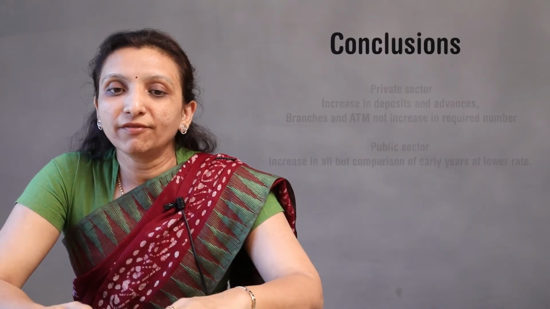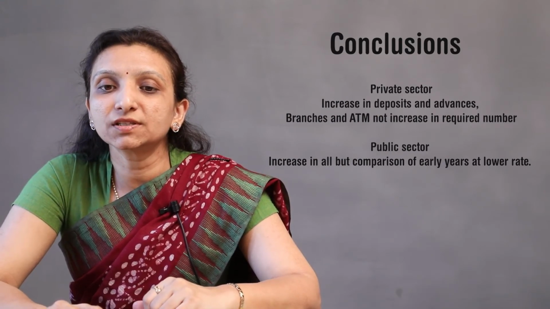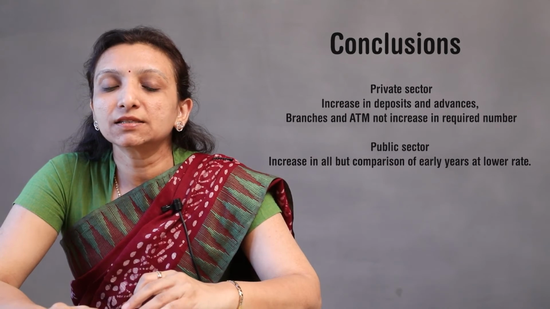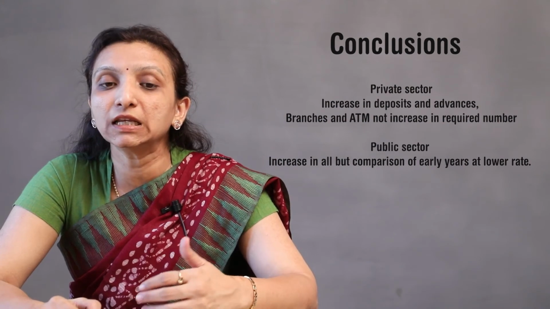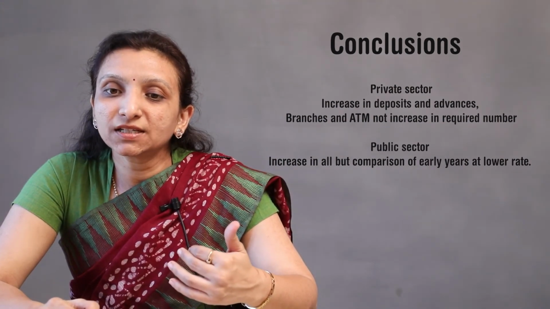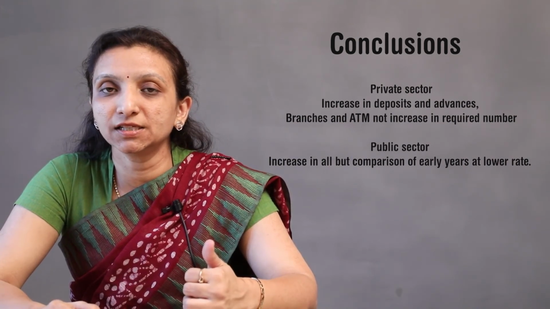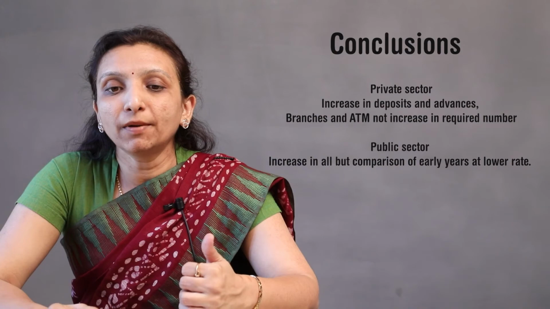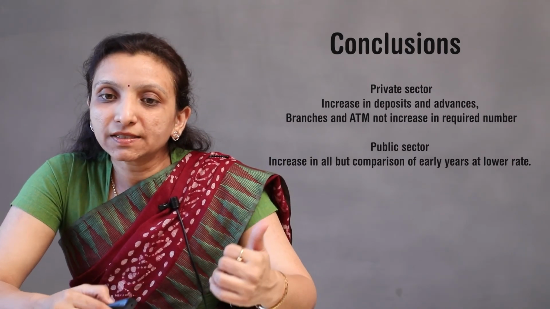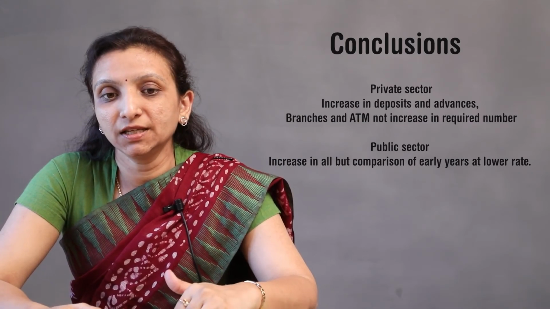In short, the primary data conclude that private sector banks have increased deposits and advances, but branches and ATMs have not increased in the required number. Private sector banks should give more focus to increasing their deposit and advances services, and they should increase the number of branches and ATMs so that convenient locations will be helpful to customers. Public sector banks should increase the same type of services as compared to earlier years, as the population has increased.